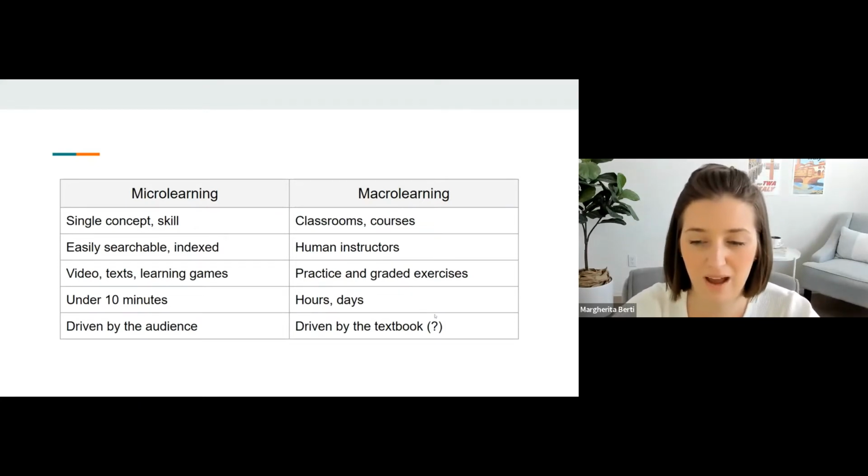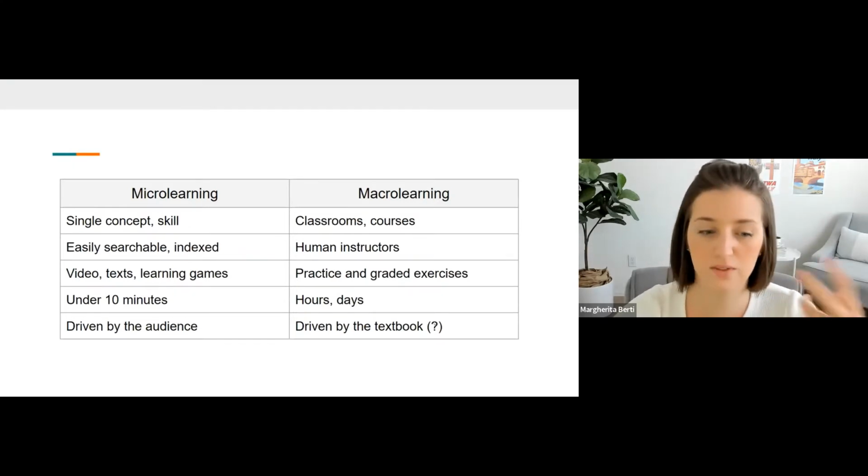The reason why I have a question mark here is because I think it depends a lot on the educator and how they decide to conduct the course, the classroom. But with microlearning and what I'm really doing with social media, I'm listening to what learners want to learn about the Italian language and the Italian culture.